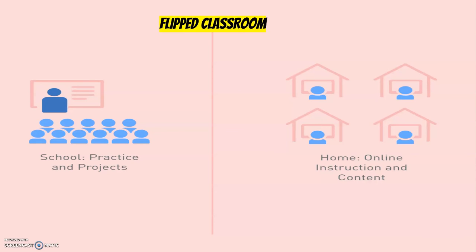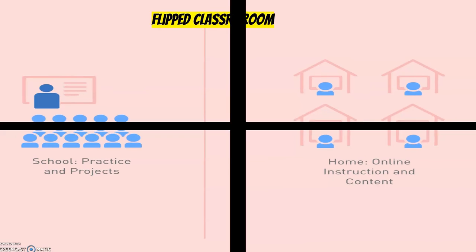In the flipped classroom model, the traditional relationship between class time and homework is flipped. Students learn at home via online coursework and lectures, and teachers use class time for teacher-guided practice or projects. This model enables teachers to use class time for more than delivering traditional lectures.